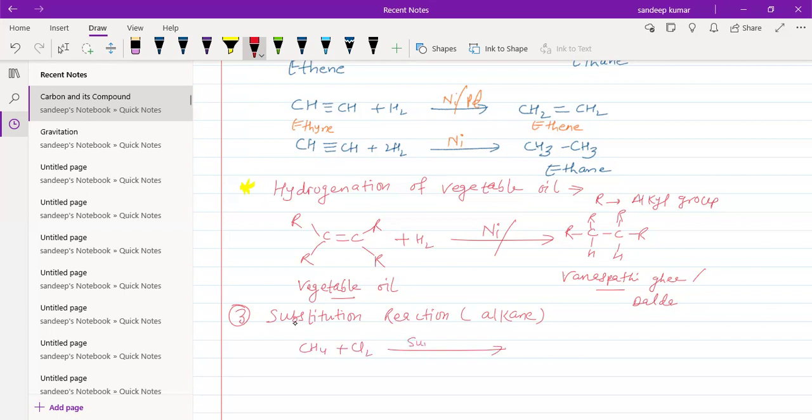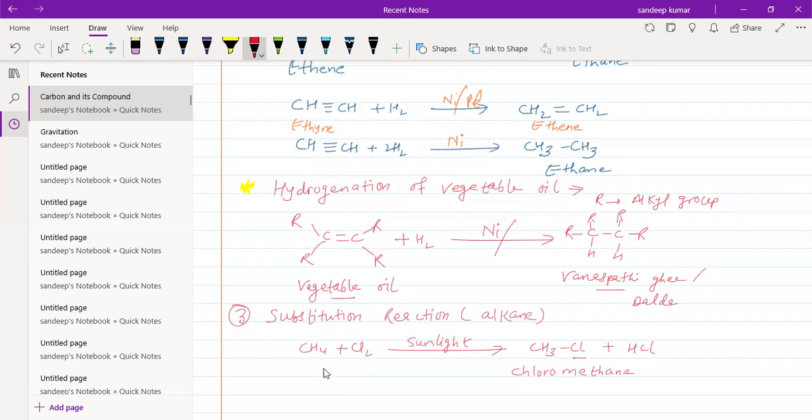In the presence of sunlight, what happens? One hydrogen is substituted by one chlorine atom. So it forms CH3 single bond Cl plus HCl. So it will form what? Chloromethane. Cl is chloro, it is a halogen, right? One carbon is there, meaning methane. Chloromethane. So this is the substitution reaction.